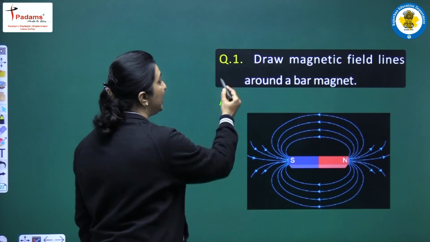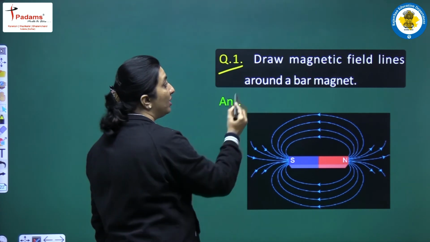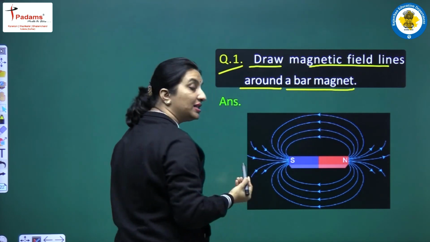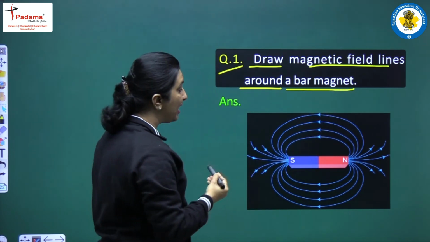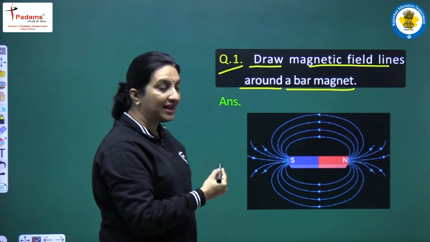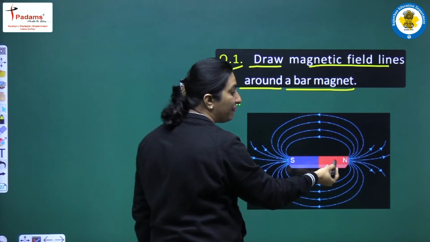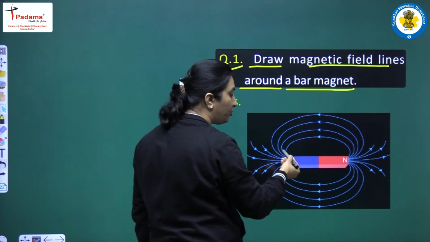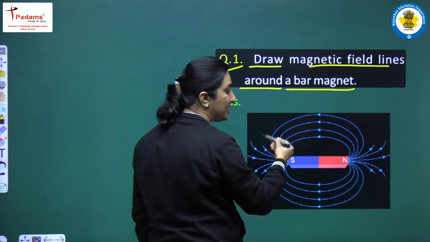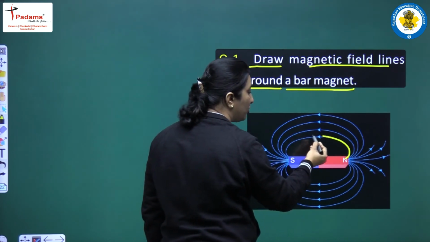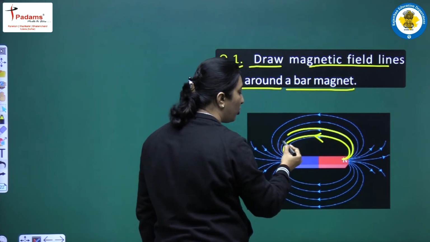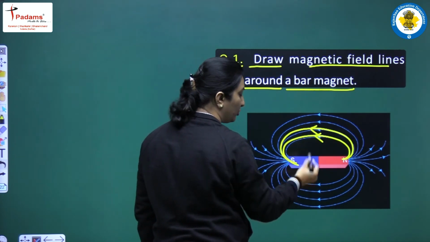So students, let's see the next question. Draw magnetic field lines around a bar magnet. This we did in our previous video, students, and we can draw the magnetic field lines around a bar magnet so that the magnetic field lines emerge from the north pole and merge at the south pole. So here we have shown the magnetic field lines emerging out of the north pole and merging at the south pole. Emerging from the north pole, merging at the south pole.